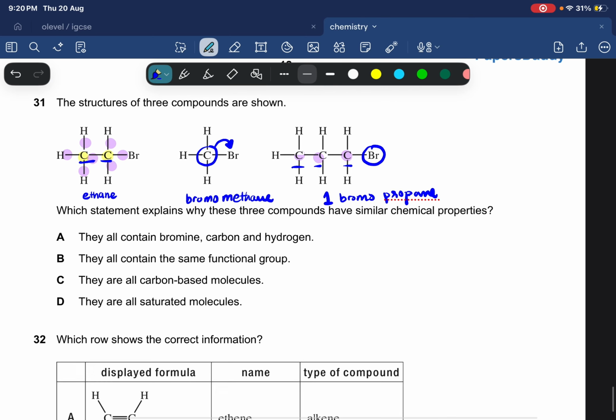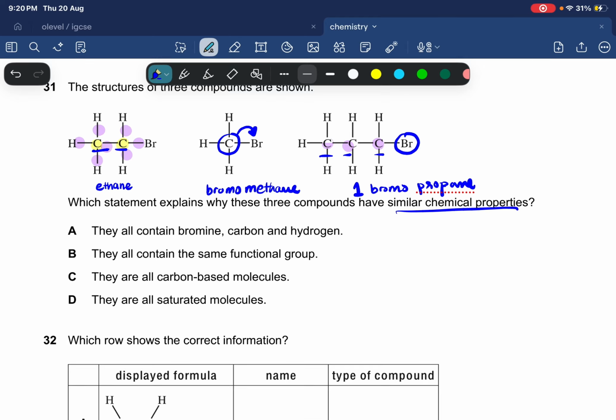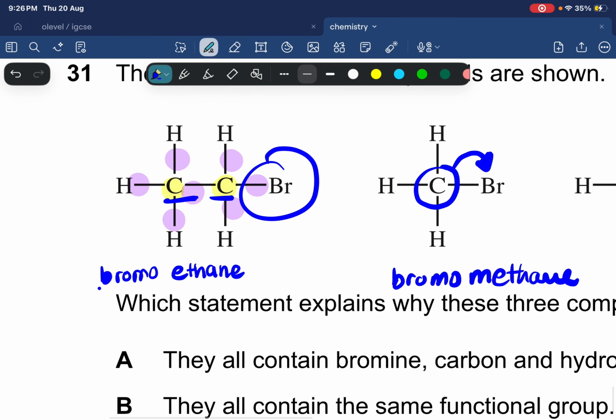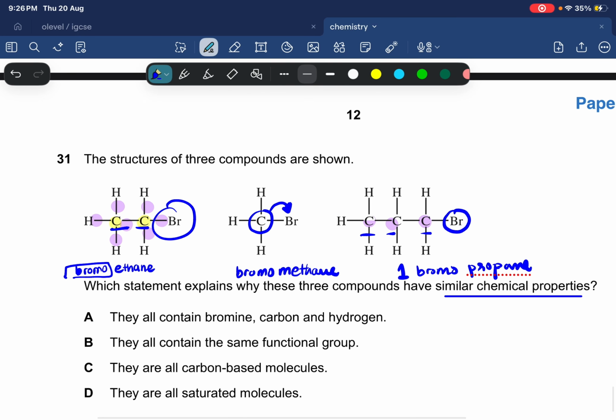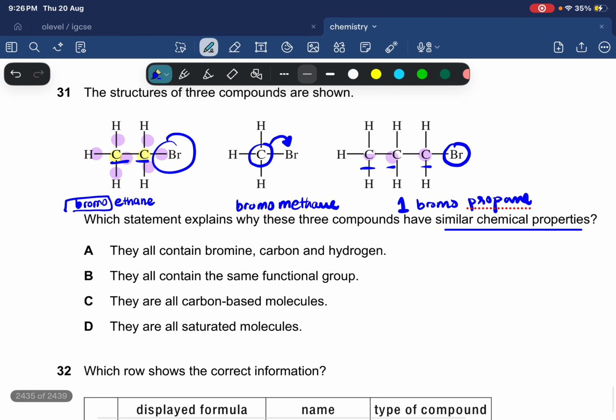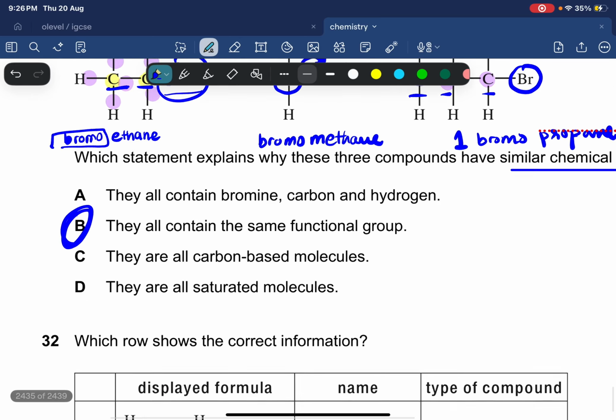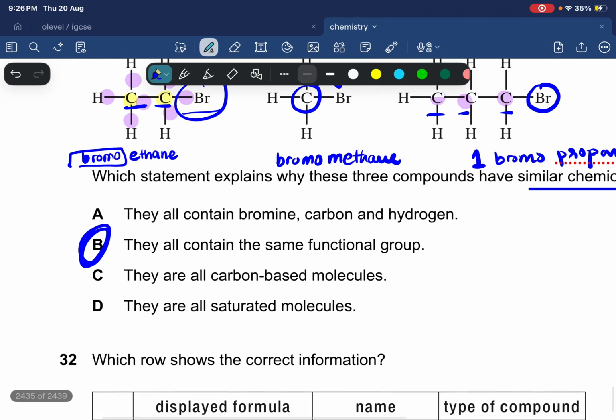Next, which statement explains why these 3 compounds have similar chemical properties? Because all of them have a bromine attached to it. So that's your bromoethane, since I missed out on the bromo part. They all contain bromine, carbon, and hydrogen. They all contain the same functional group. Yeah, they all contain the same functional group. That's a halogenoalkane, and the chemical properties of a substance are determined by the functional group. Always remember this. So it's going to be the functional group.